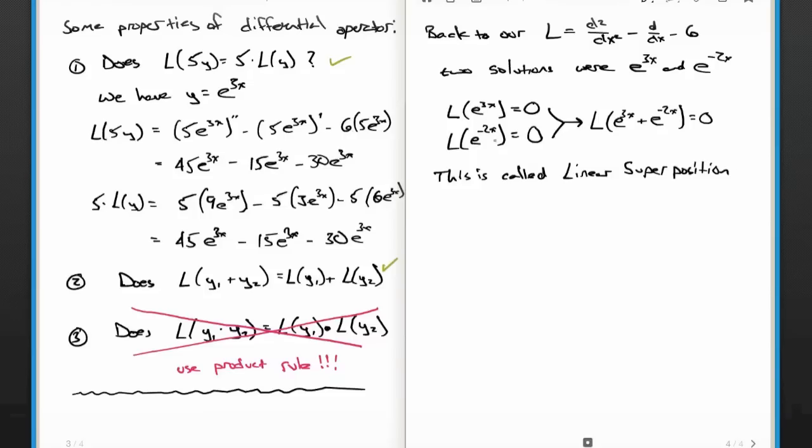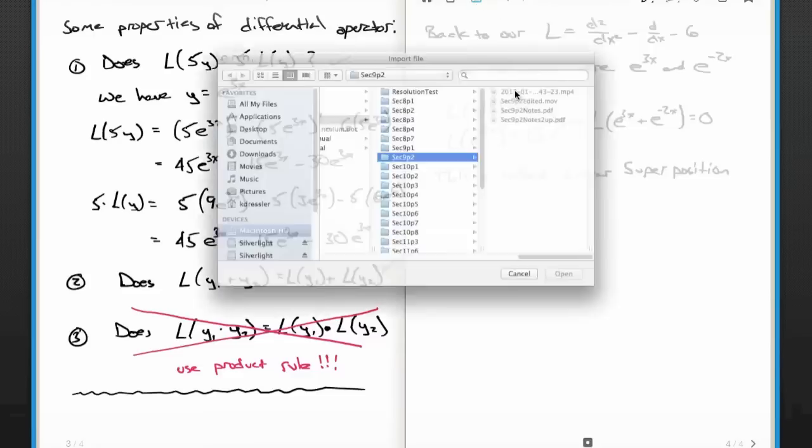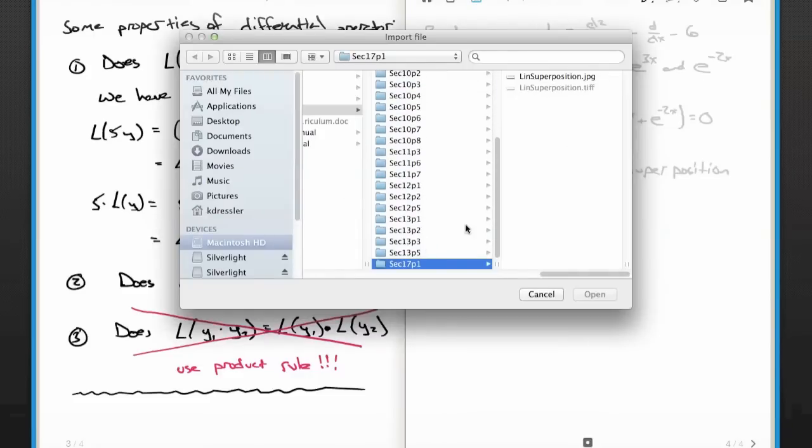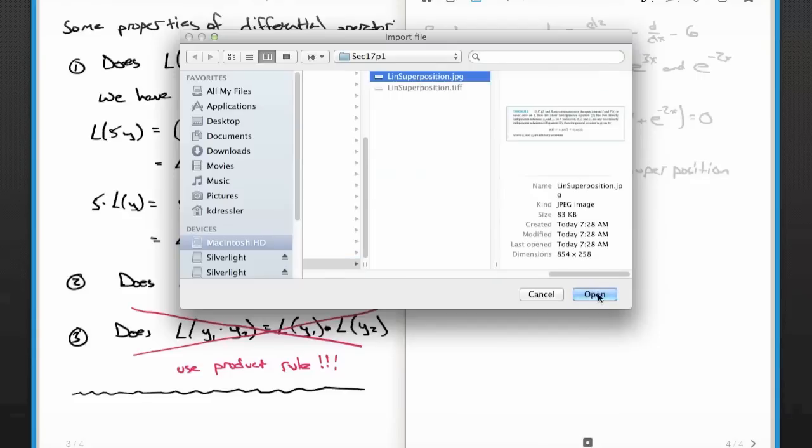Since this is equal to 0 and this is equal to 0, the sum of them must equal 0. And that leads us to a little theorem that we're going to stick in here. Where's my chapter 17? Linear superposition.